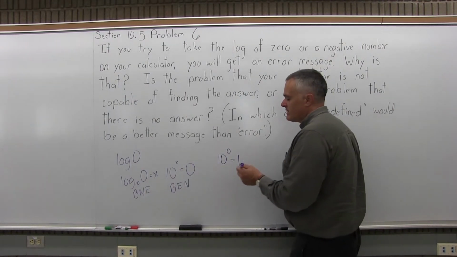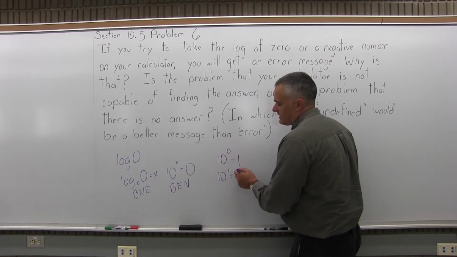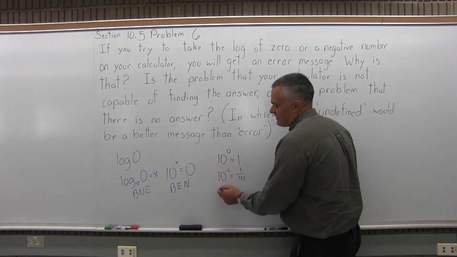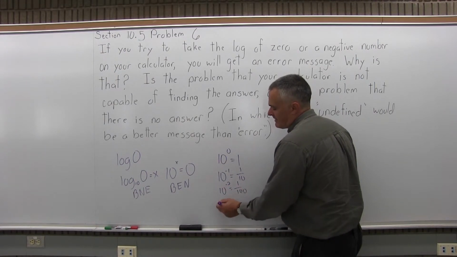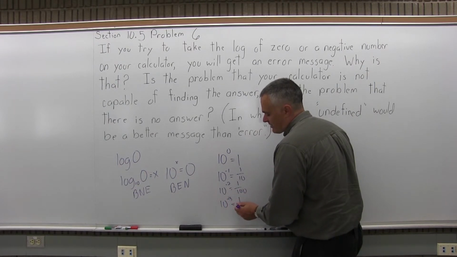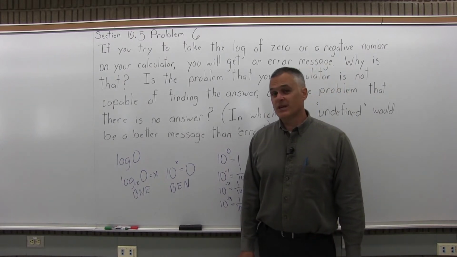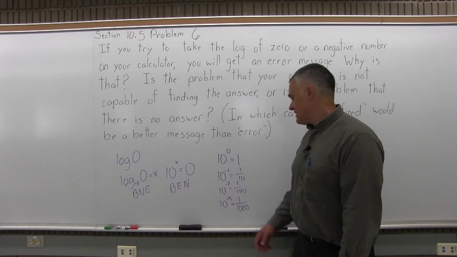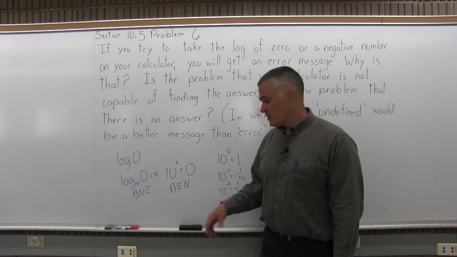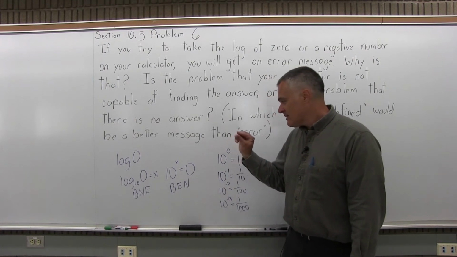How about 10 to a really negative power? How about 10 to the negative 1 power? That'd be 1/10. 10 to the negative 2 power is 1/100th. 10 to the negative 3 power is 1/1000th. So you can get close to 0, but you're never going to get to 0. So 10 to the, say, the negative 8th power is going to be 1 over 10 to the 8th, which would be a tiny, tiny, tiny fraction.